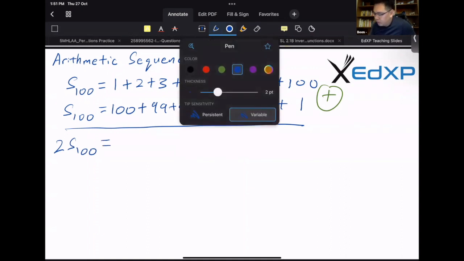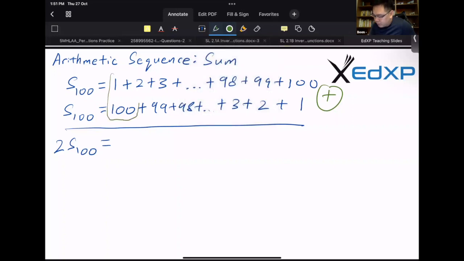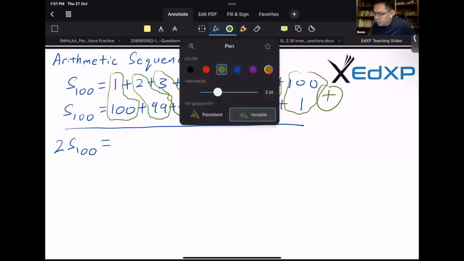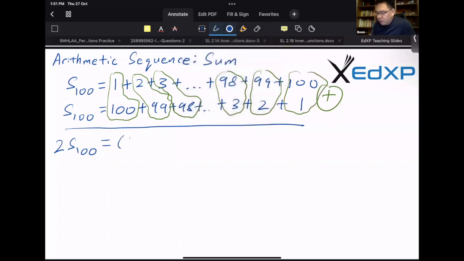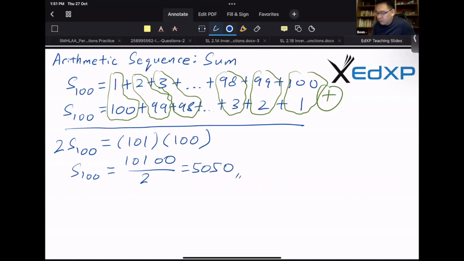And if you notice over here, let me use green, we can kind of bag our numbers here. We can even bag these numbers. And they correspond to a value of 101. And there are a total of 100 green bags. I'm sure you all agree, which means that the sum of 100 terms is 10,100 divided by 2, which happens to be 5050. Simple, okay?